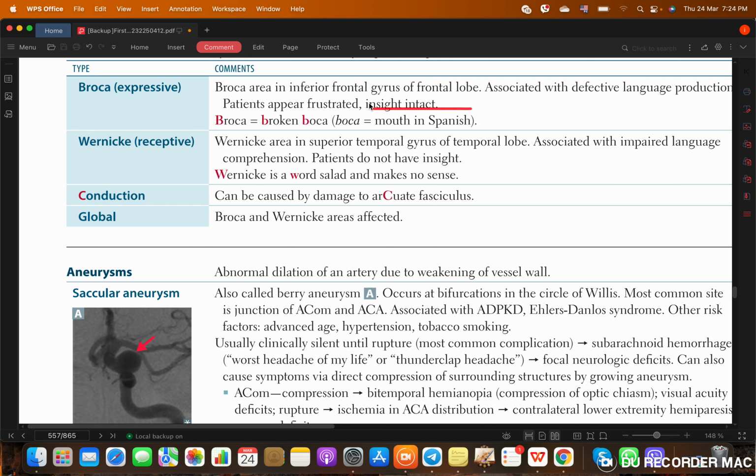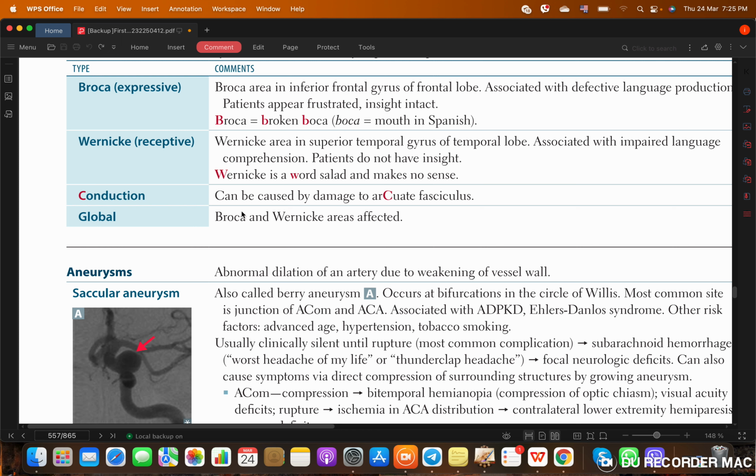So here, insight intact, which means the patient with Broca aphasia realizes he has a problem. But the patient with Wernicke aphasia has no idea that he has a problem. So he will not come to you. Somebody will bring him to you, okay?